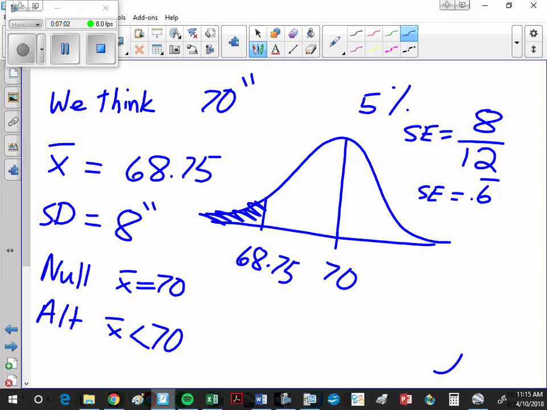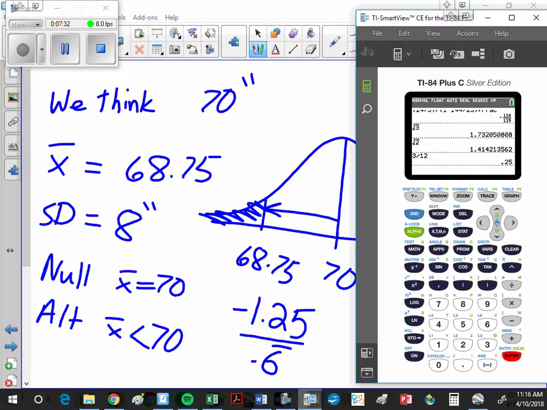Now I need a z-score. How far is it from here to here? Negative 1.25. And what do I do with negative 1.25? Not yet. I need a z-score. Divide it by 0.6 repeating. So negative 1.25 divided by 0.666, lots of sixes.